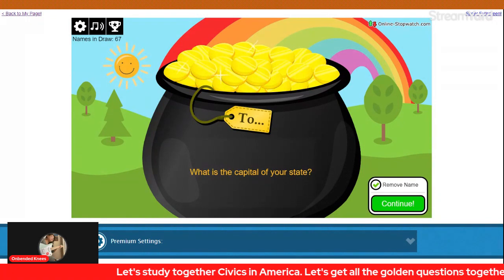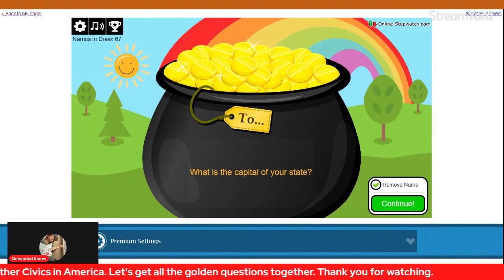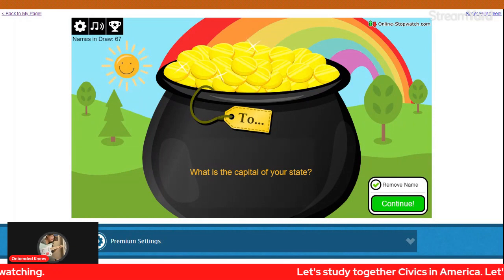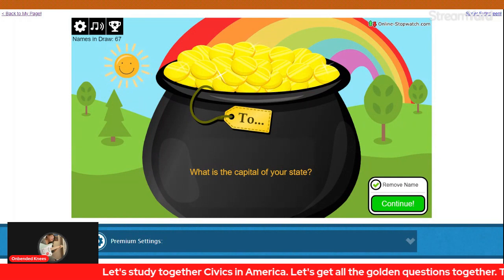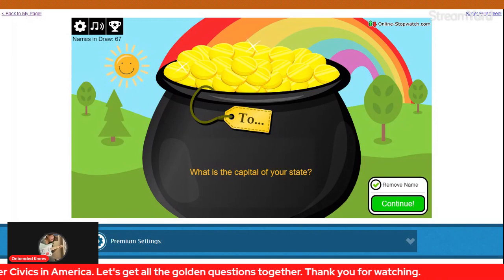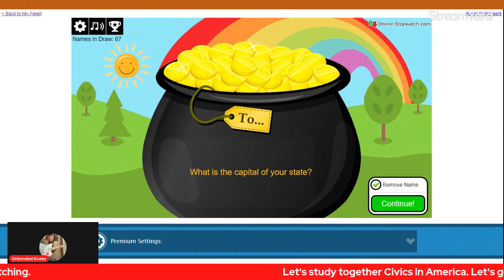Virginia is VA. Maryland is MD. Oh wow, MD. Delaware is DE. Of course, New Jersey is NJ. Connecticut is CT. Connecticut. Sometimes it's hard to pronounce.